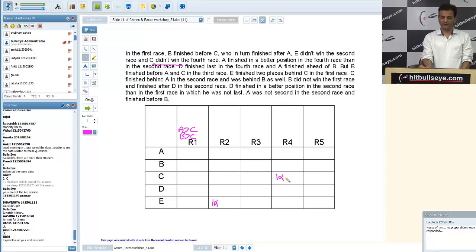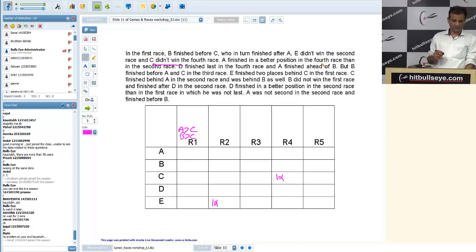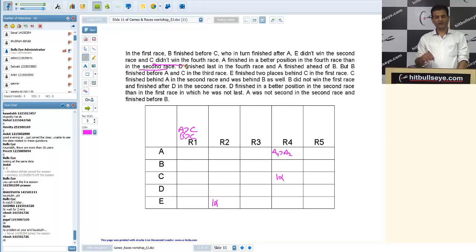A finished in a better position in the fourth race than in the second race. So I will write here in my code language A4 is greater than A2. The position of A4 is greater than A2. Clear? So you have to make your own code language, students. Sometimes students keep it in mind, and at the end, they will forget it.